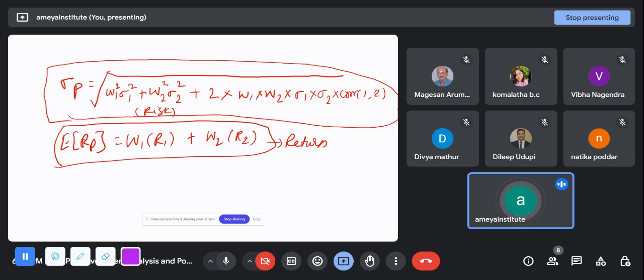Is it clear, both the formulas? So that we can start with the next assets. Okay. So what was the logic? We applied the a square plus b square formula and we got this particular concept over here.